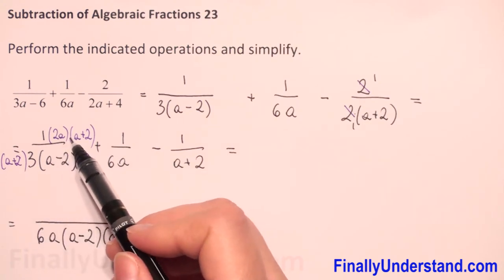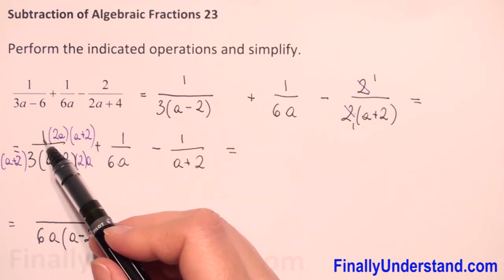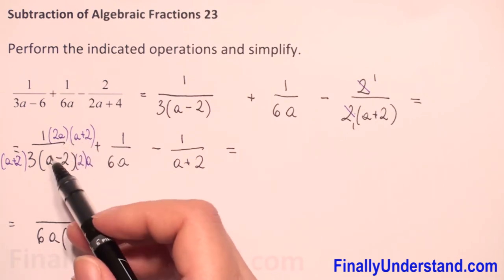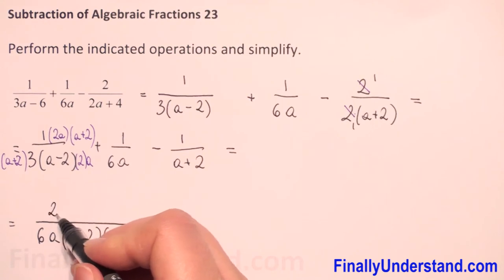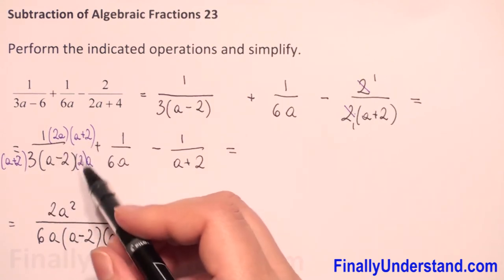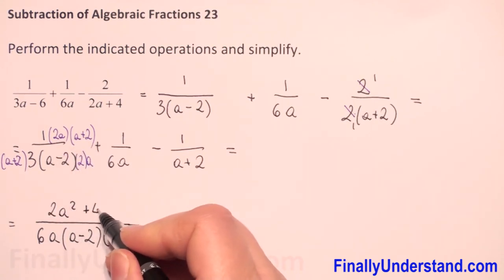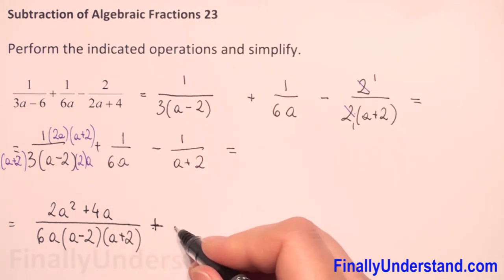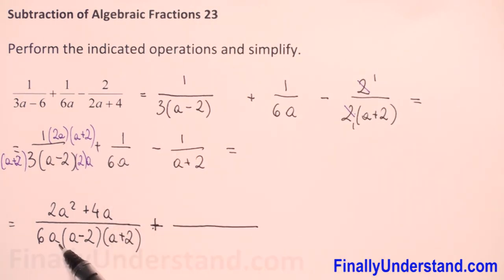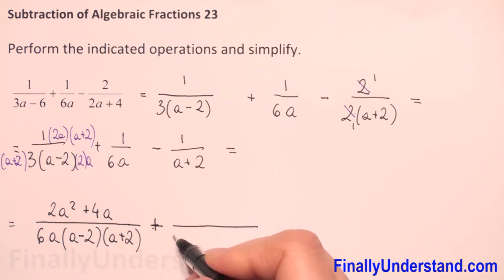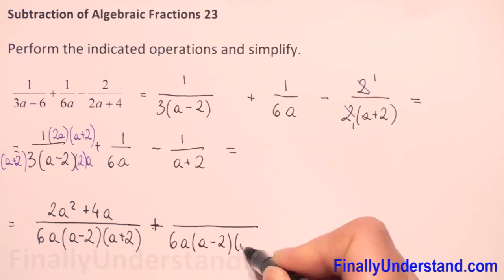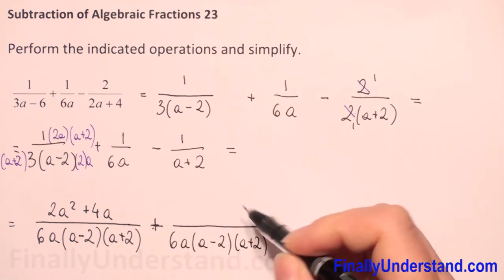So the denominator is correct. Now we have to do multiplication in the numerator. 1 times 2a is 2a. 2a times a plus 2 we have to multiply. So it will be 2a times a is 2a squared. 2a times 2 is plus 4a. We have to copy the sign. We have plus. And we have the denominator, which must be 6a times a minus 2 times a plus 2.